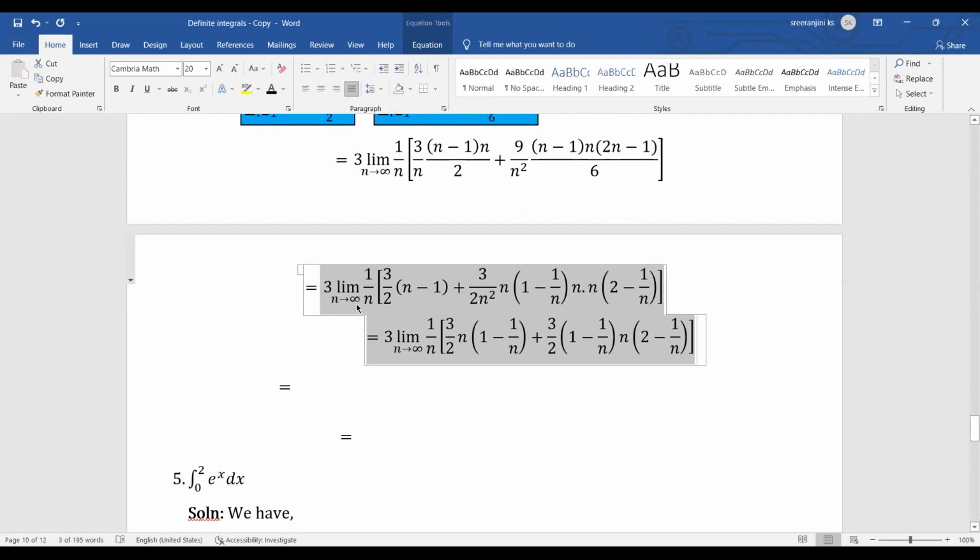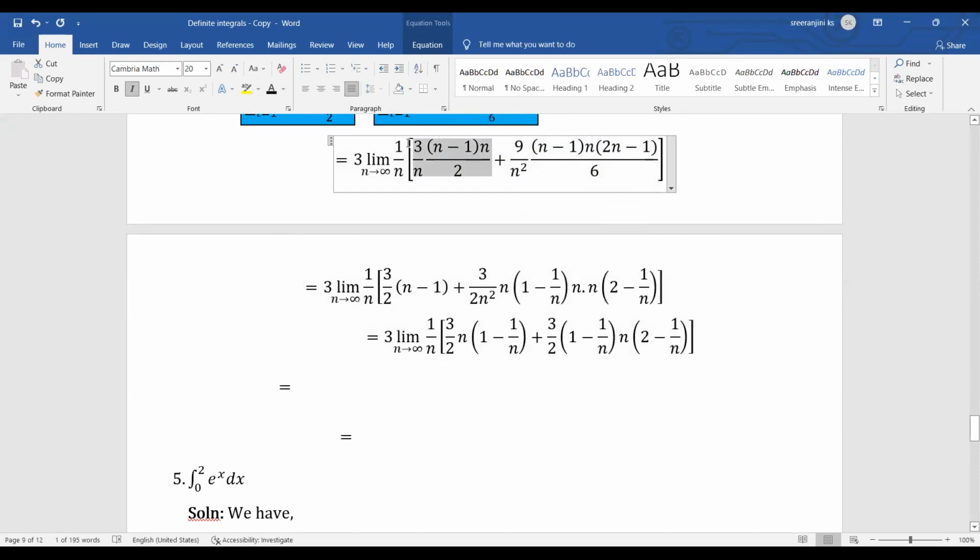Now just simplification. 3 into limit n tends to infinity 1 by n. n will get cancelled. What remains is 3 by 2 into (n minus 1). Here n and n will get cancelled. So 3 by 2 into (n minus 1) plus 9 by 6, 3 by 2. So 3 by 2 n square. And among these factors, I'm taking n outside. So if I'm taking n from n minus 1, it will be n into (1 minus 1 by n), then n. Similarly, n into (2 minus 1 by n).